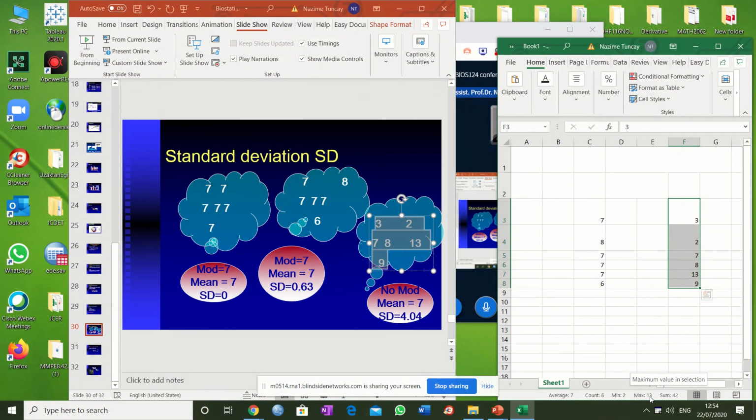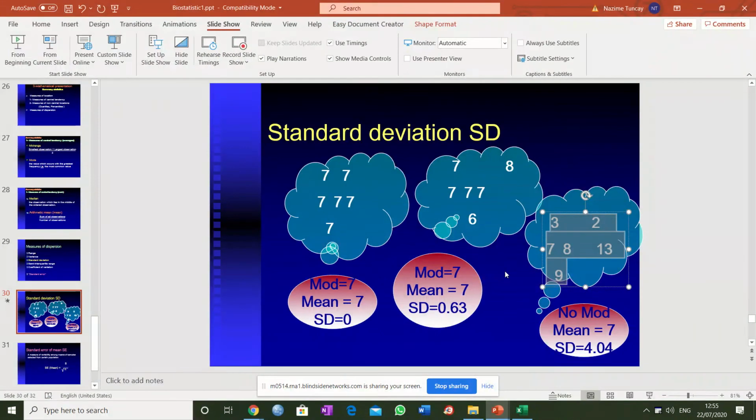So minimum is 2, maximum is 13. What is the range? The range is 11. Why? Because it is the difference between maximum and minimum. I can also write here the range is 11, and here the range is 2, and here the range is 0. So these are the different expressions here.